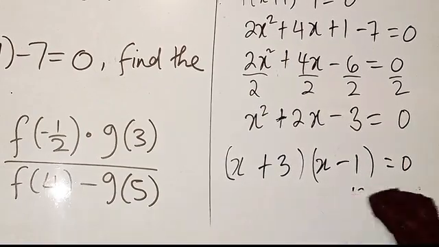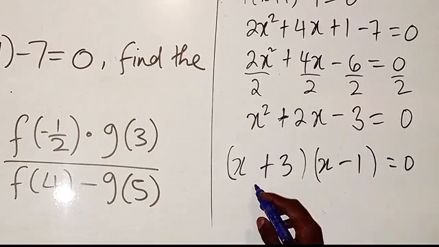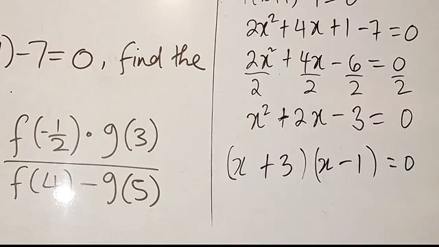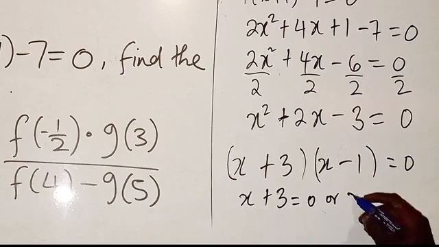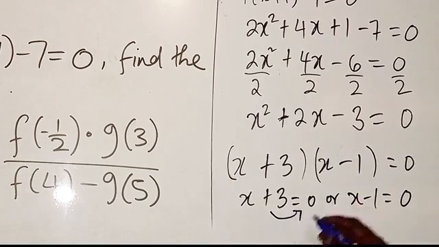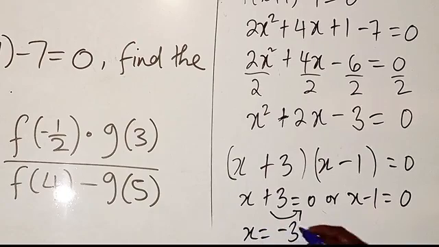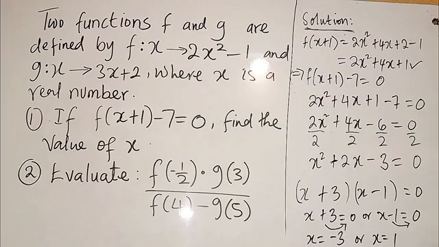So from there, we're going to have x plus 3, x minus 1 equals 0. So we're going to have x plus 3 equal to 0, or x minus 1 equal to 0. That is the zero form of the quadratic equation. So if the 3 goes to the right hand side, we have x to be minus 3. Or, if this goes to the right hand side, we change it to a positive, and we have x equals 1. Right, so please pause and write it down.